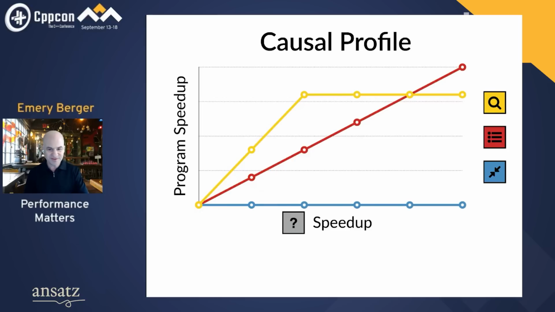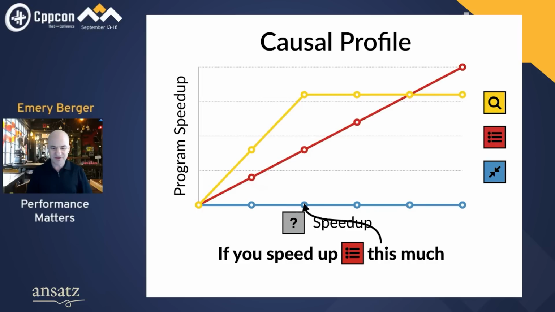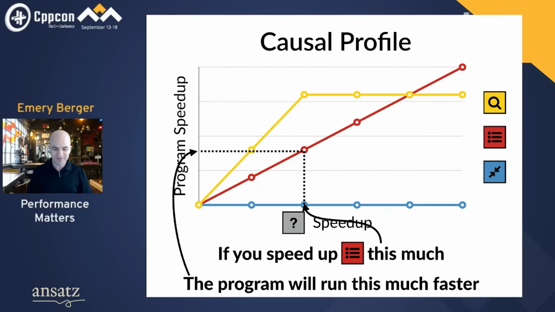So the graph that you see, the x-axis is speedup, to the right is better, and that's speeding up a particular line or function. And then the y-axis is overall program speedup. And so you can see, like here, if I speed up this red one by this much, just that component, then I get this overall speedup in the program. That means your program will run this much faster.